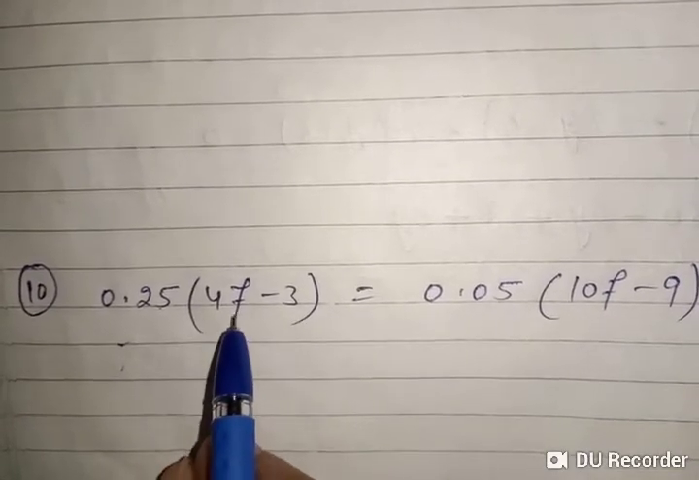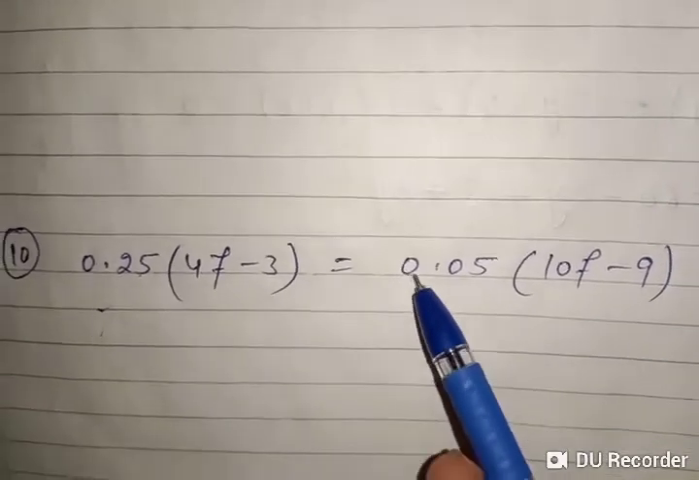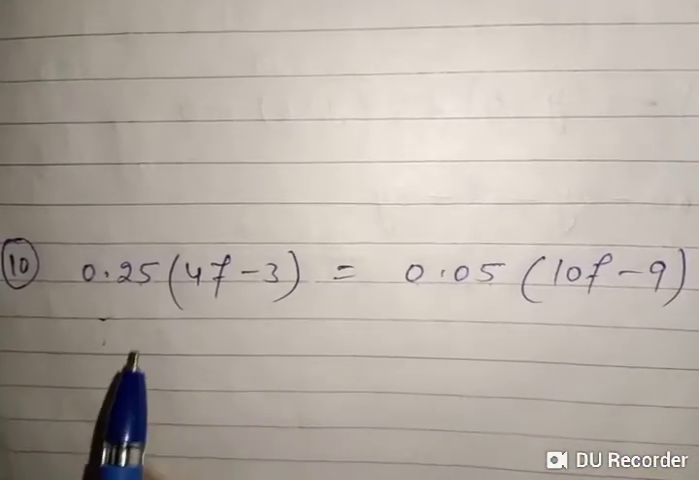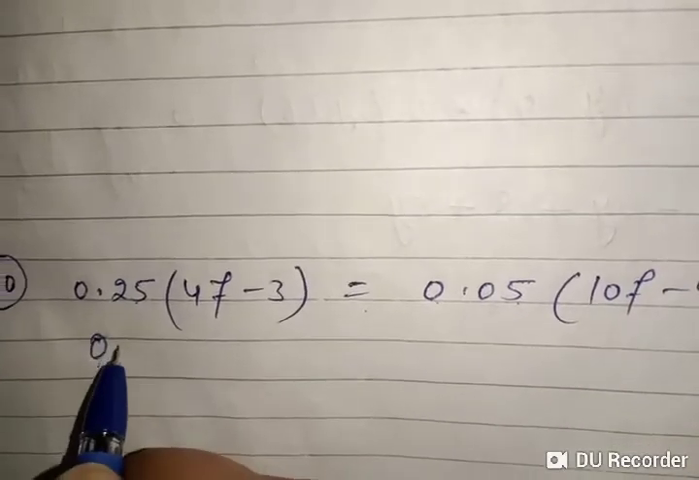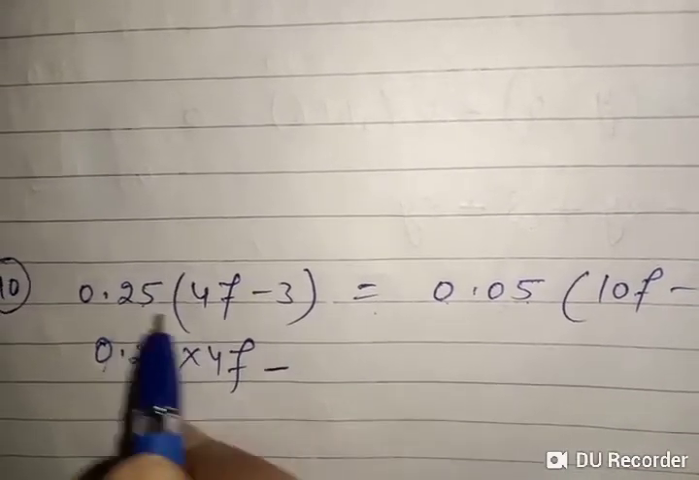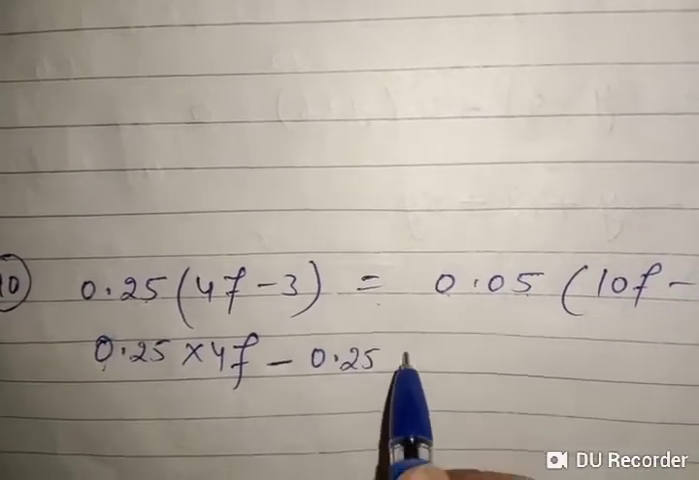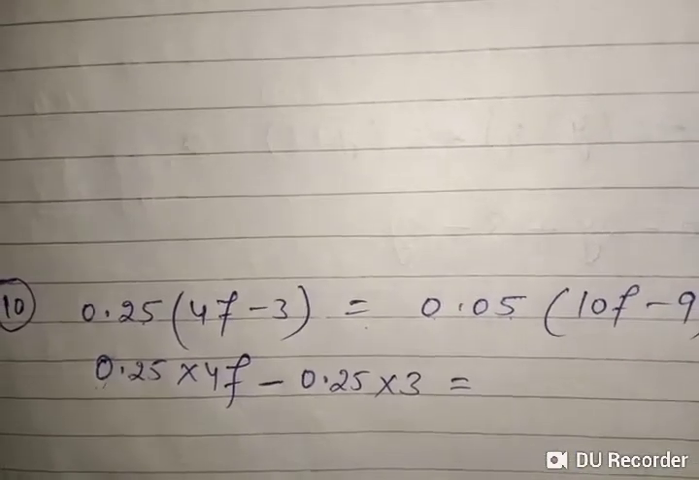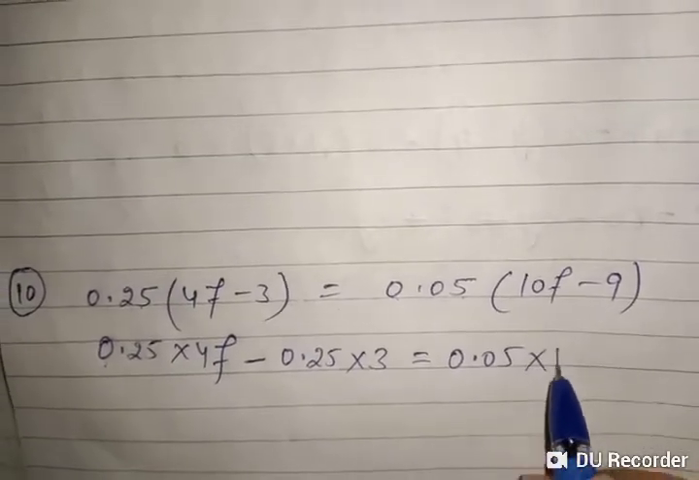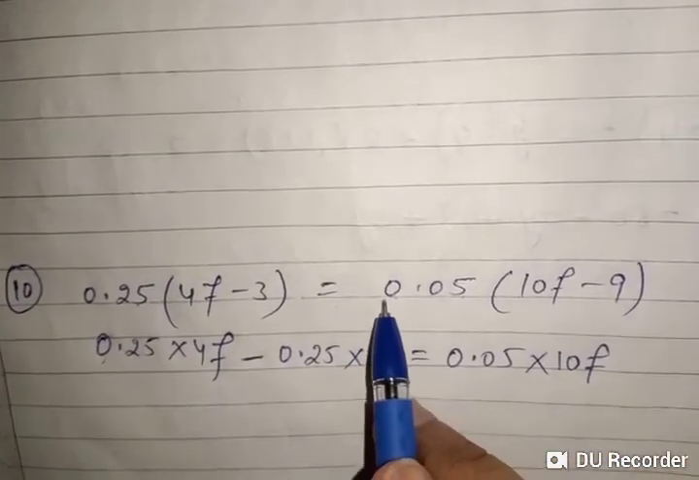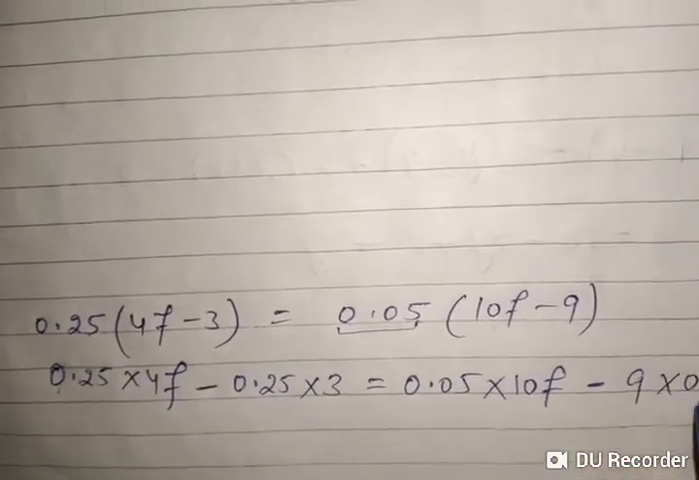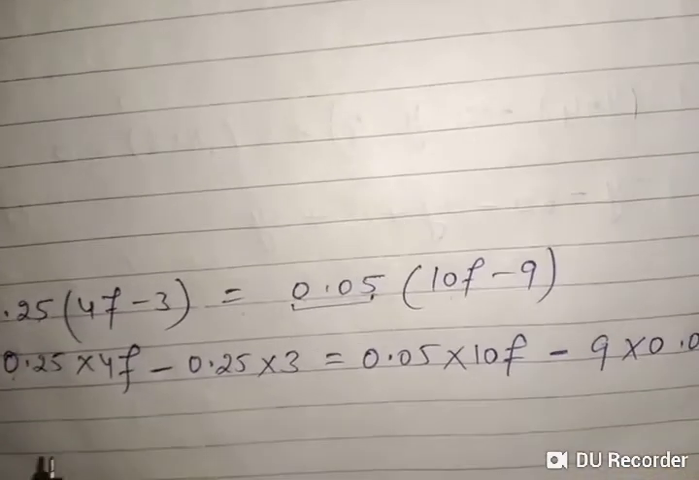0.25 bracket 4f minus 3 is equals to 0.05 bracket 10f minus 9. Now multiply 0.25 with 4f, then minus 0.25 with 3 is equals to 0.05 into 10f. This number multiply with 10f minus 9 into 0.05.